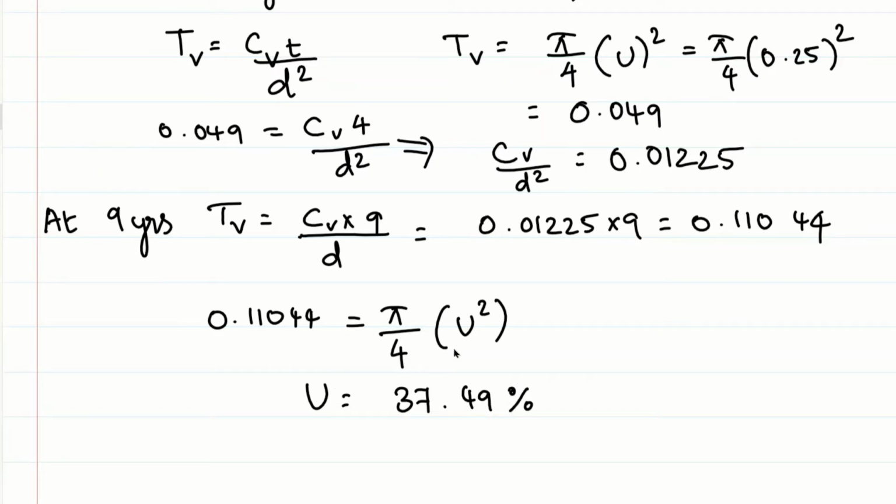In terms of percentage, actually you will get U in terms of fraction. Once you multiply it with 100, then you will get it in terms of percentage. So 37.49 percent of consolidation has happened at the end of 9 years.